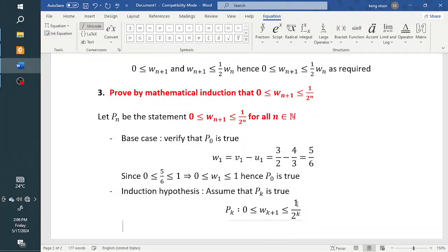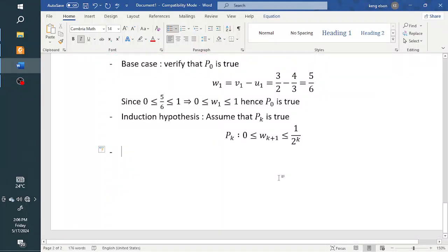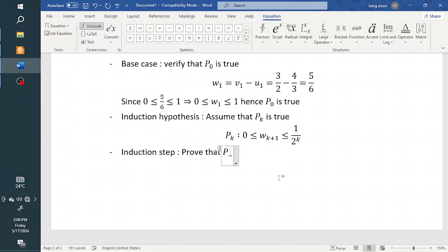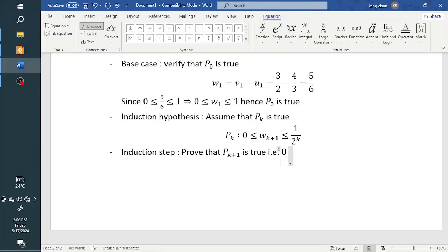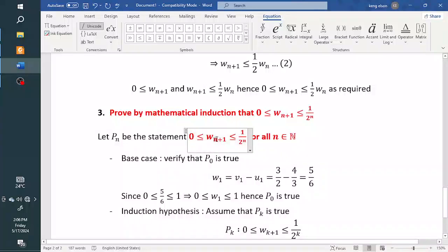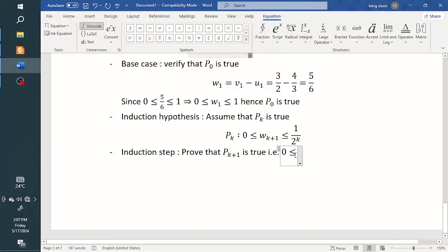Now the next thing is the induction step, where we are actually proving. Here we have to prove that P of k plus 1 is true. That is, we have to prove that 0 is less than or equal to, if I replace n with k plus 1, n plus 1 becomes k plus 2, because it will be k plus 1 then plus 1.